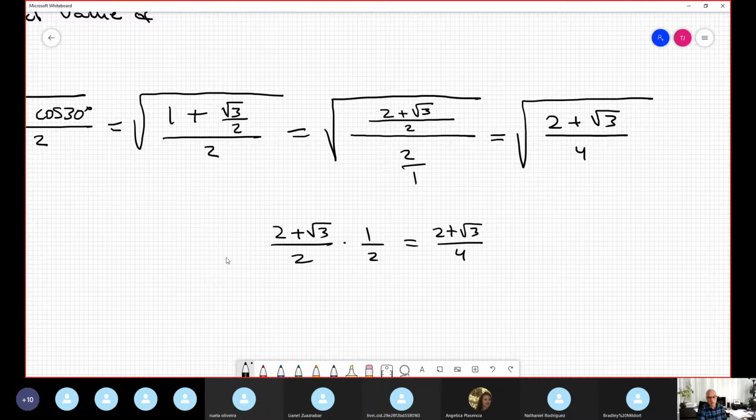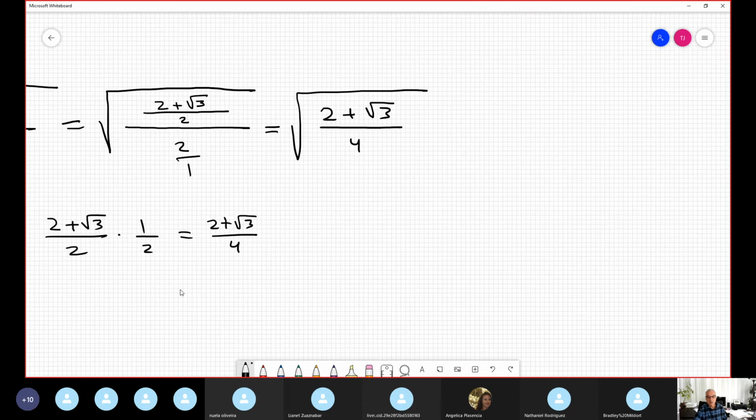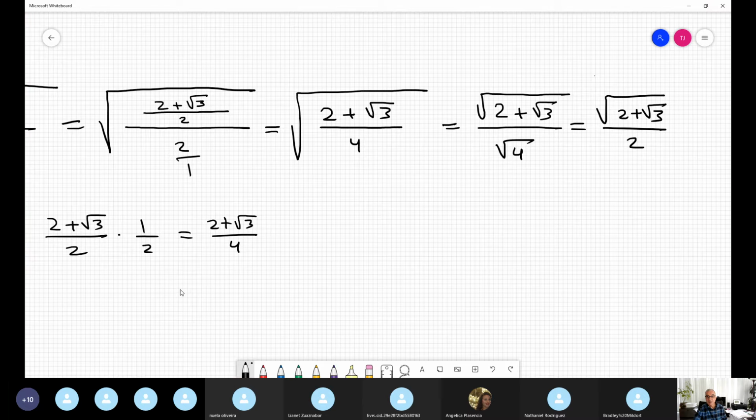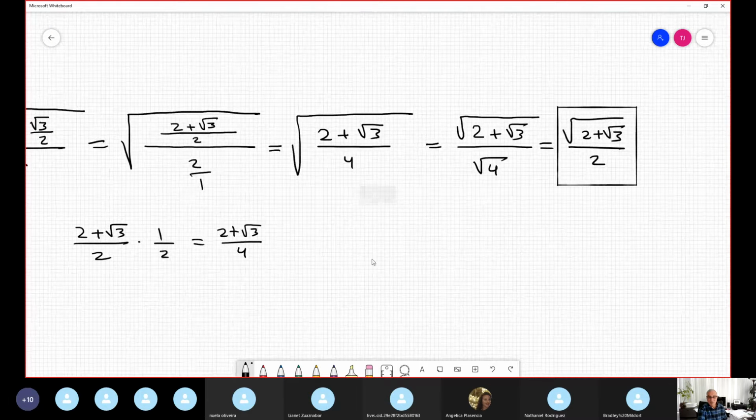And leave it like that. No. We can, for example, separate square root 2 plus radical 3 divided by square root 4. And square root 4 is 2. Entonces radical 2 plus radical 3 divided by 2. And it's the answer. This is the exact value, okay, but when you put in the calculator, it gives you the decimal approximation of this.